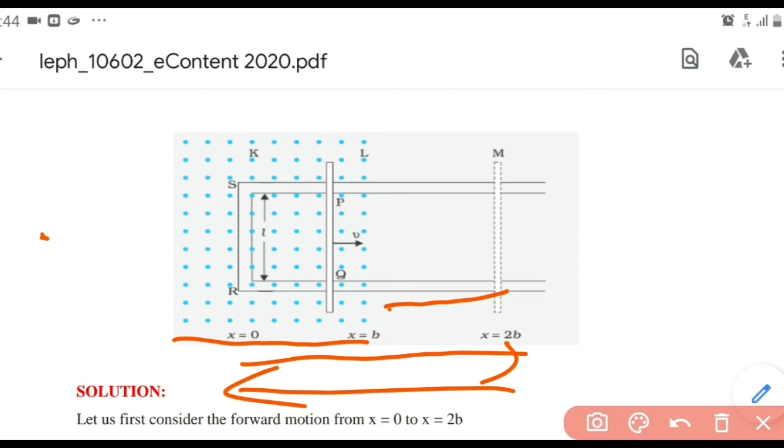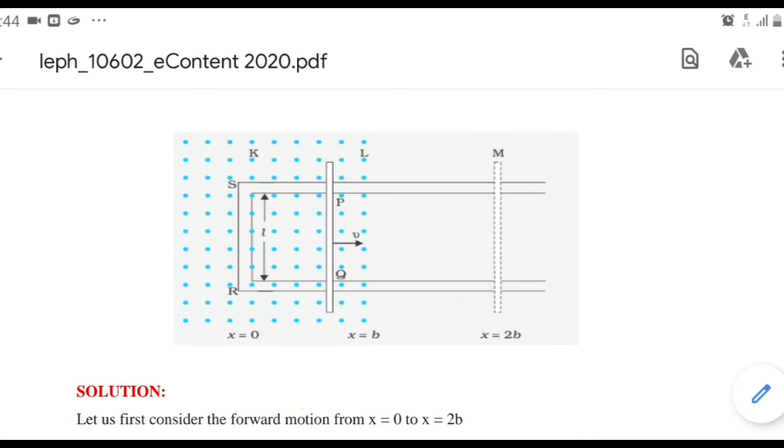So first let's discuss the case with EMF. First we will see when it is moved from x equal to 0 to x equal to 2b, that means in this way. What about the flux change and the EMF induced? That's what we are going to see first.